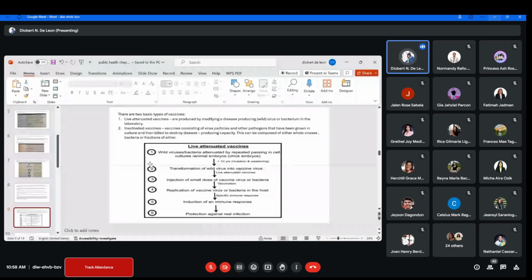So this is the method of live attenuated vaccines, no? Number 1, wild viruses, bacteria, attenuated meaning to say they are weakened. Now these are viruses that are weakened due to the repeated passing in cell cultures, no? Pero dili siya gakamatay, no? And one of our tools for the experimentation is the chick embryo, no? That's why mga more than 10 years ang mutation and weakening.